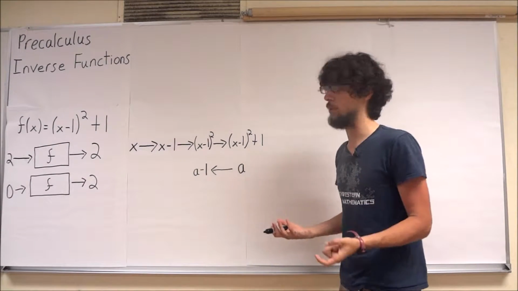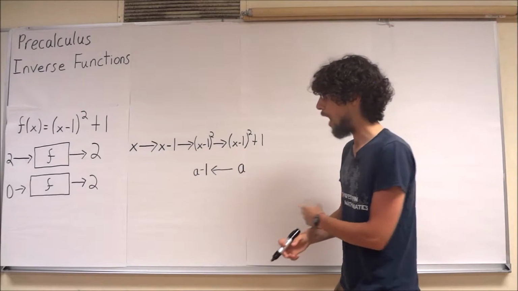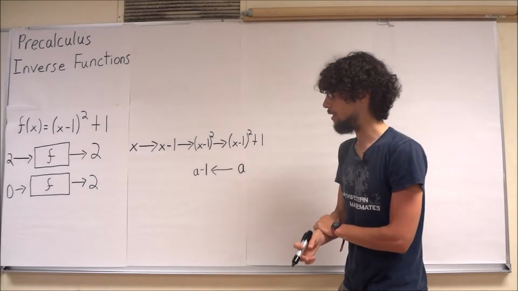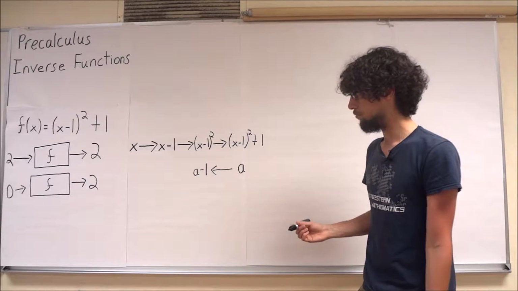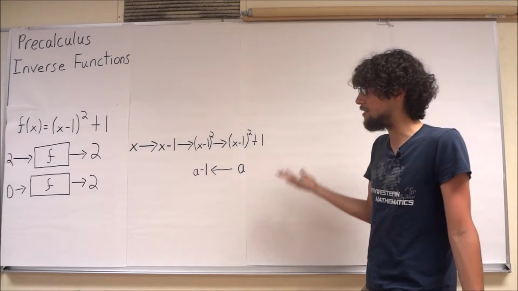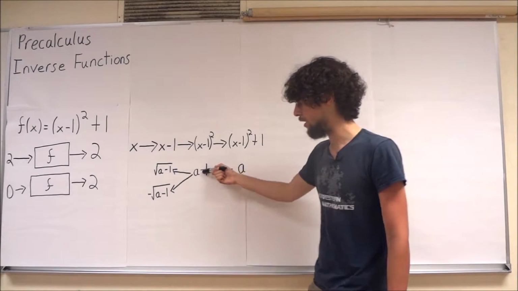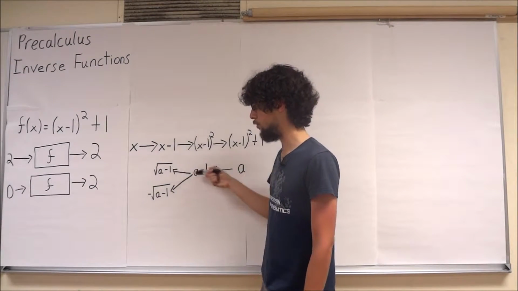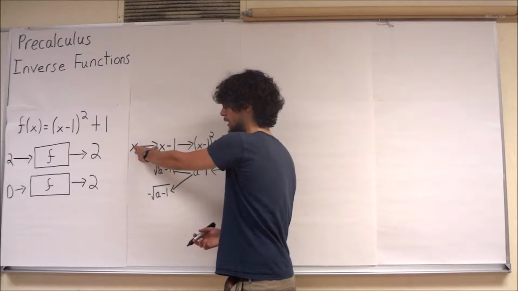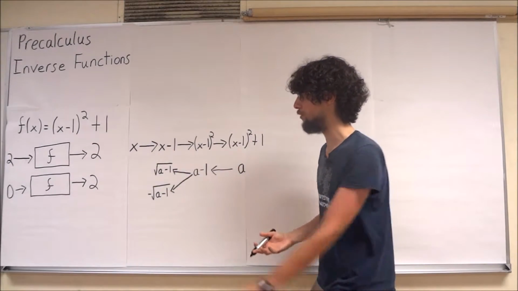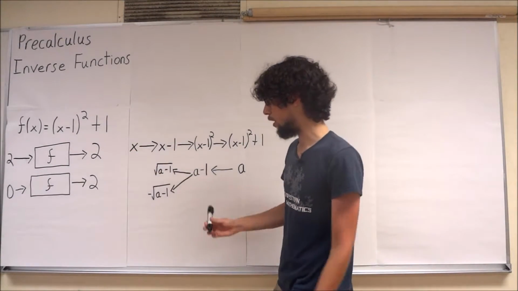And here's where the problem comes in. If I have a minus 1 here, how do I know what was here? Is it the positive square root of a minus 1 or the negative square root of a minus 1? In some sense, I could continue like this. I can split a minus 1 into either the positive square root or the negative square root. And now I just need to undo this last or first, depending on your perspective, step. From here to here, I subtracted 1, so from here to here, I'll add 1.